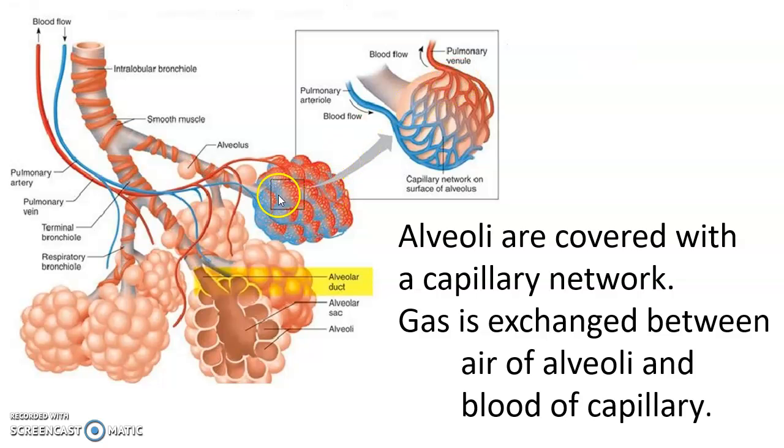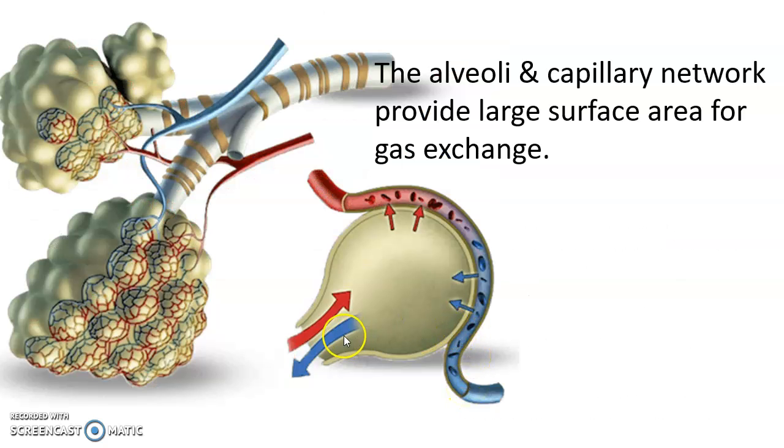Each one of these individually is covered with a network of blood vessels. Remember, the tiniest blood vessels are called capillaries. It's covered with the tiniest blood vessels, this whole network of them. What's happening is the alveoli are so tiny and small, and the blood vessels are so tiny and small, that the walls of each are very, very thin, and so the oxygen is able to diffuse, and the CO2 is able to diffuse, and the exchange occurs between the air of the alveoli and the blood of the capillary.